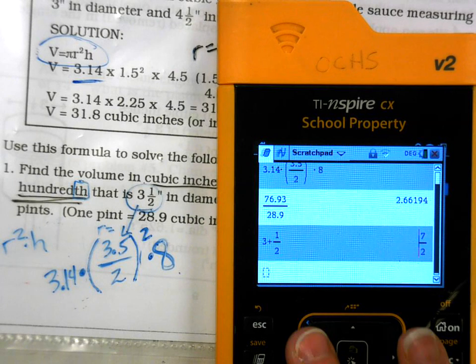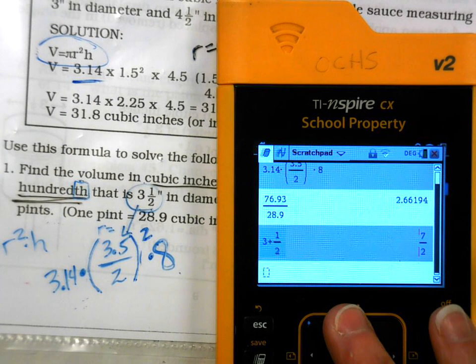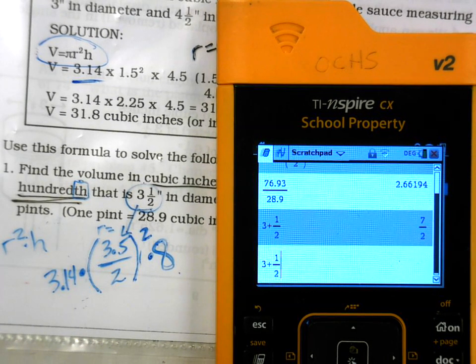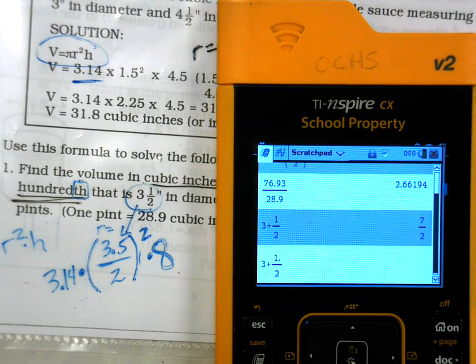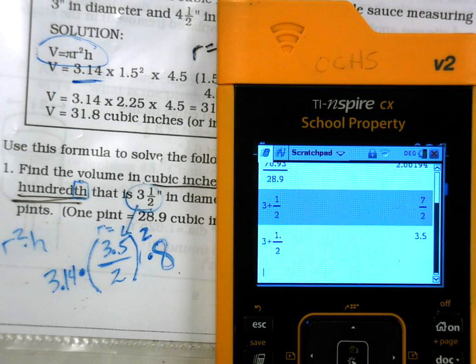If you want a decimal when you do this, okay, all you have to do is put a decimal behind one of your numbers. Any of your numbers, it does not matter, and it will give it to you as a decimal.